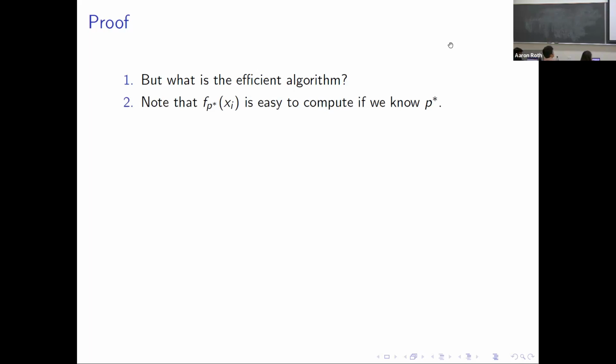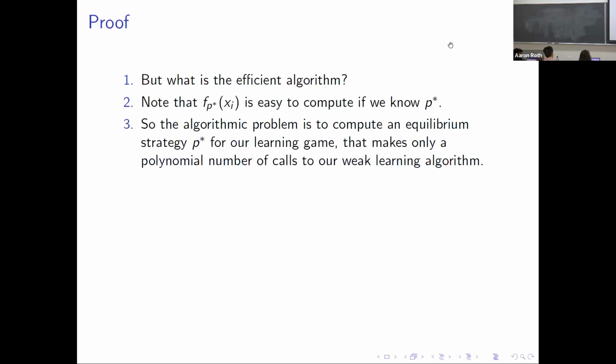But of course, if you give me the equilibrium strategy, if you give me this distribution over hypotheses, at least if it doesn't put weight on too many different hypotheses, then the strong learning algorithm is simple to compute. It's just this weighted majority vote. So the algorithmic problem is to compute an equilibrium strategy for the learner in this zero-sum game we've just defined, using only a small number of calls to our weak learning algorithm as a subroutine. And hopefully it'll generate for us a weighting of the hypotheses that puts zero weight on most of the hypotheses, so that computing this weighted majority vote isn't too hard. I only want to have to enumerate a small number of things. Okay, so that's what remains.